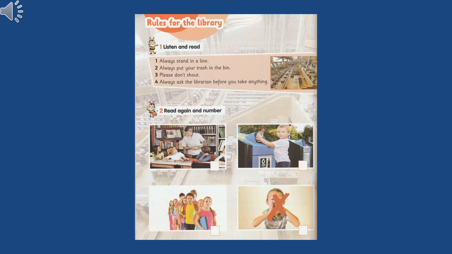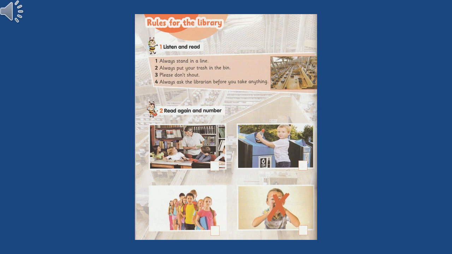Exercise number 2, read again and number. Look at the first picture. What can you see? You can see students who are asking the librarian. So which rule is this? Which number? Let's check the rules. Excellent. Always ask the librarian before you take anything. So, the first picture we will write number 4.